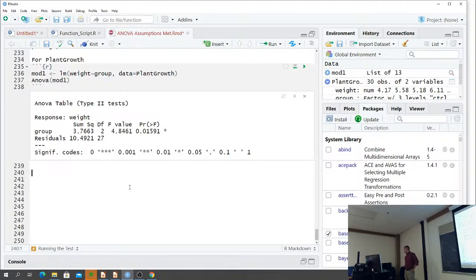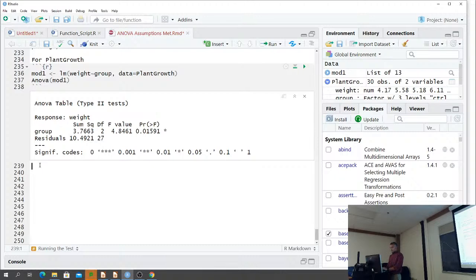Sum of squares, df, F value, and Pr(>F). Pr(>F) is the probability that we would get an observed F statistic greater than or equal to what we actually observed if our null hypothesis is true, which is our p-value. That's the definition of a p-value.